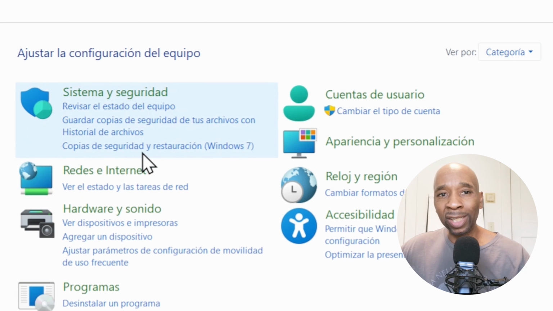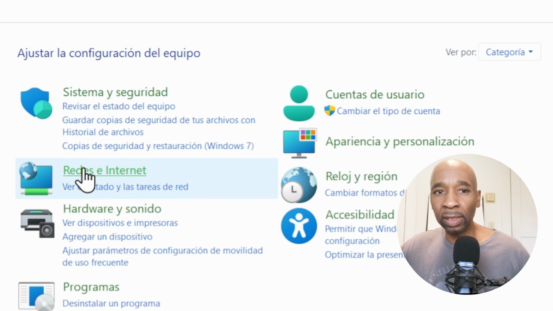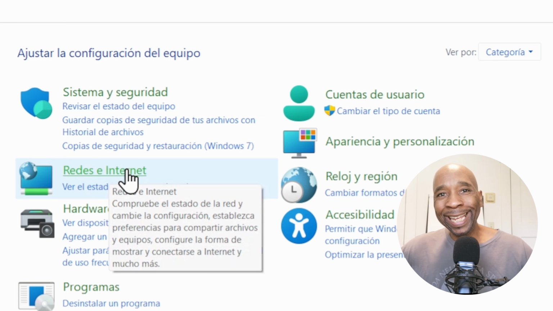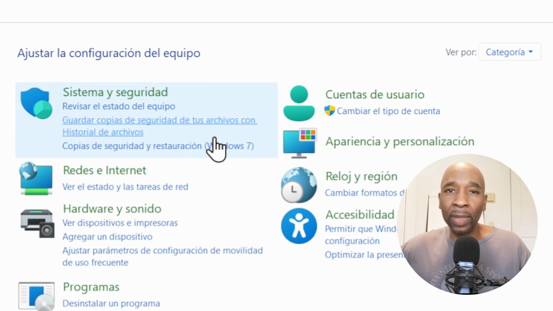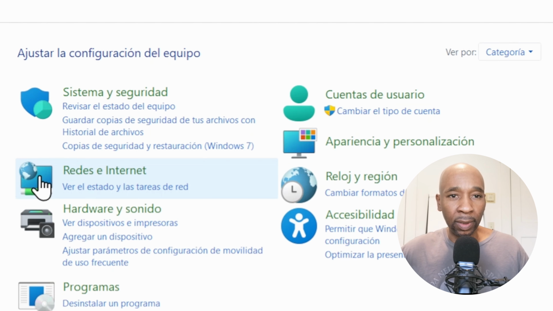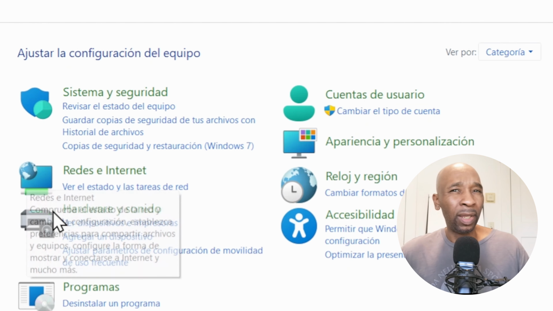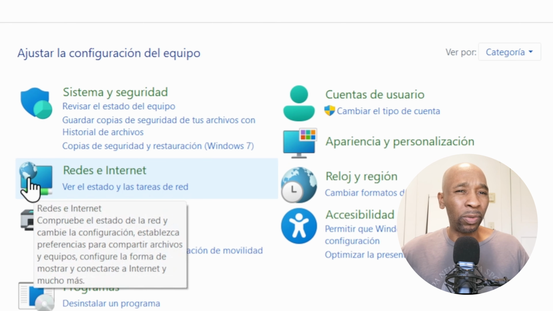Also, copias de seguridad y restauración. Okay, so that's if you want to make security copies of your security and restoration points, things like that. So we're not going to dig too deep into the little pointers under it. Let's go over to the next main heading, which is redes y internet. Redes y internet. What do you think that means? Look at the icon. A screen with a world.